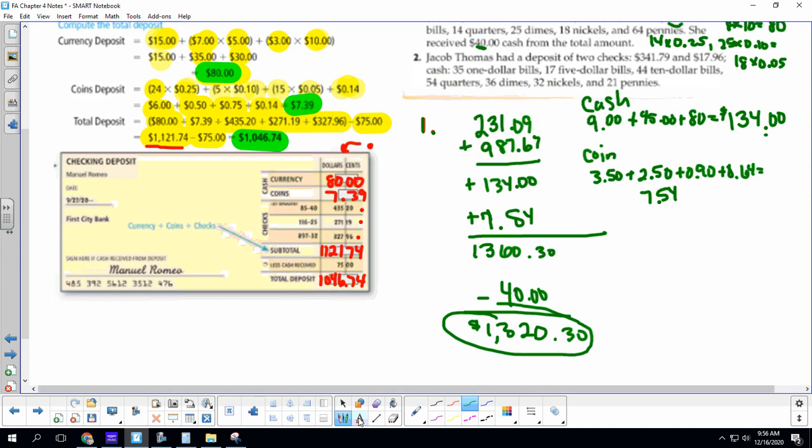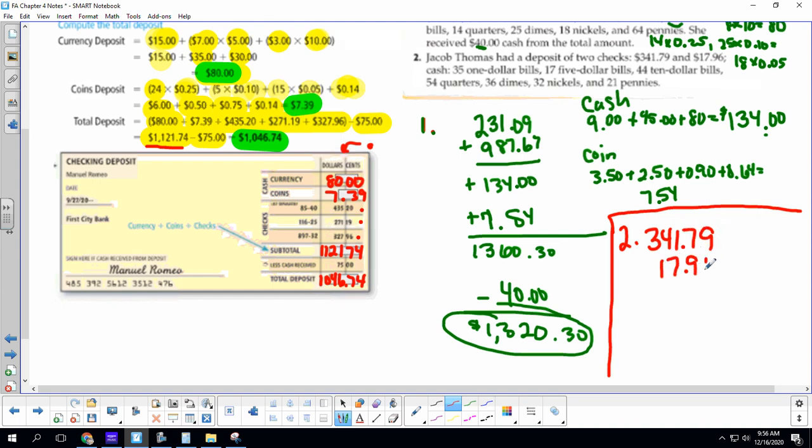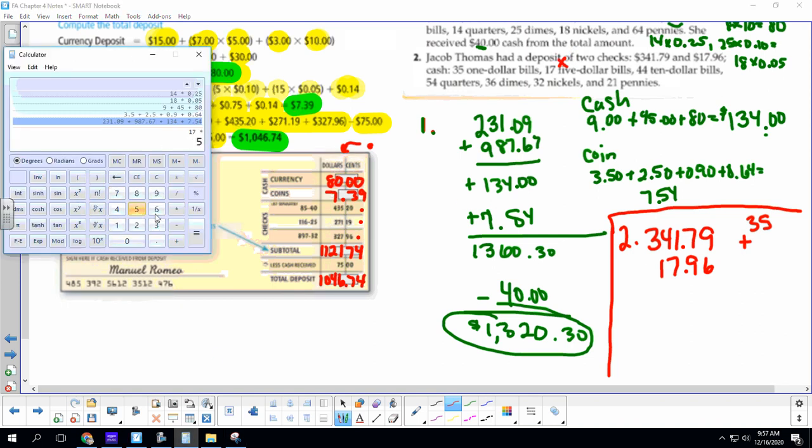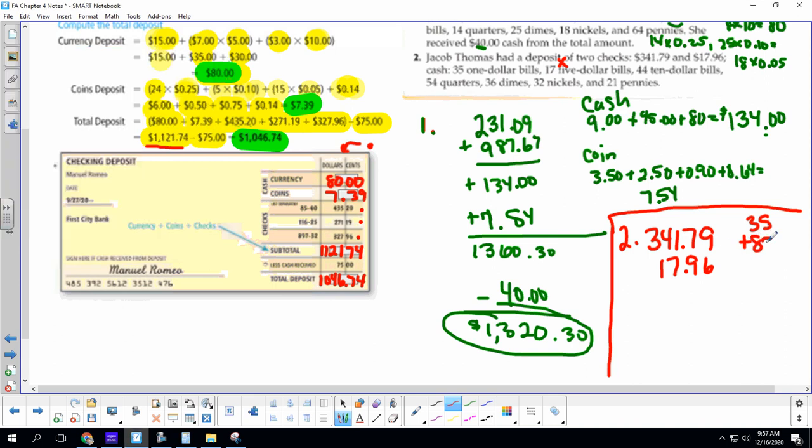All right, let's do number two together. We'll do it in red over here. Jacob had two checks, 341.79 and 17.96. He has, let me do all my paper money, $35 $1 bills, $17 $5 bills, 17 times 5. Let's figure that out. It's 85. $44 $10 bills. I know what that is. That's 440. And 54 quarters.